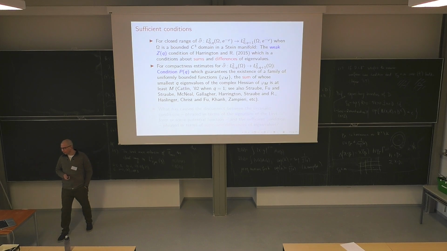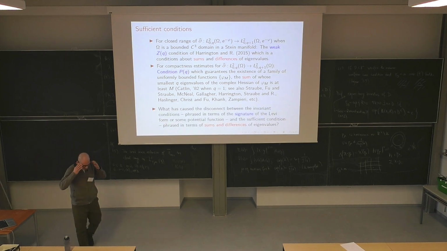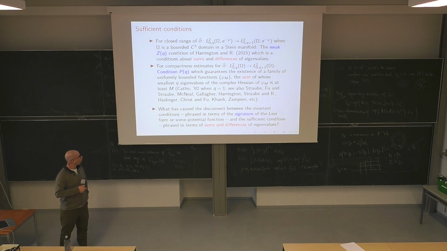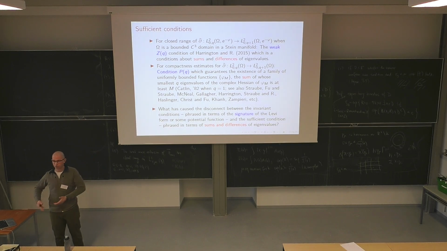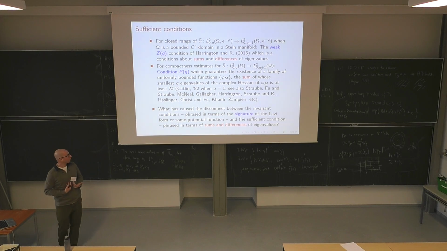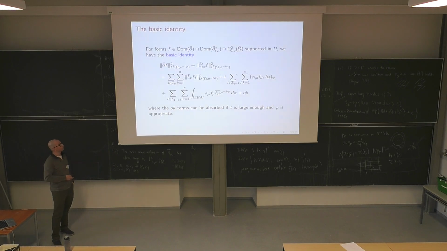And so there's a really natural, basic question here, which is, why is there such a disconnect between the invariant conditions, which are numbers of eigenvalues, and the conditions that we know how to work with, which involve sums and differences of eigenvalues? So what we want to understand are conditions defined in terms of the signature, but what we can prove requires sums and differences of eigenvalues. So where does this come from?